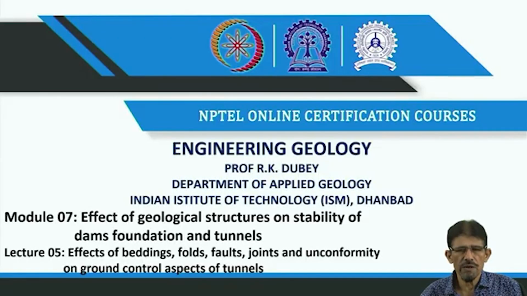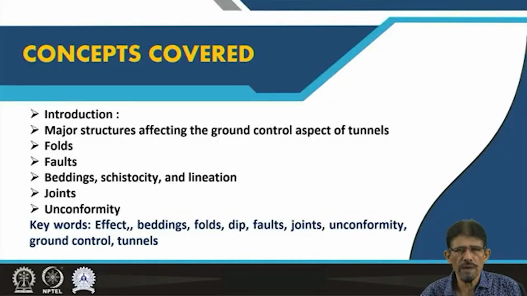In this lecture, we are going to learn about the effect of bedding, folds, faults, joints and unconformity on ground control aspects of tunnels. Regarding this, we are going to cover introductory aspects, then major structures affecting the ground control aspects of tunnel like folds, faults, bedding, schistosity, lineations, foliations, joint, unconformities.